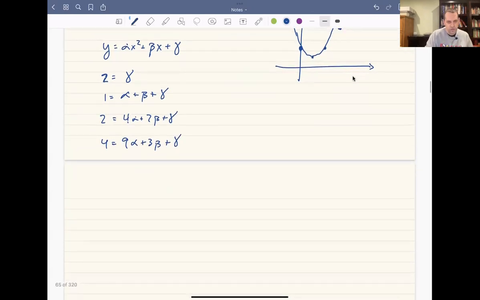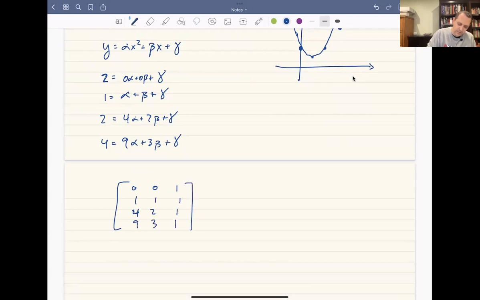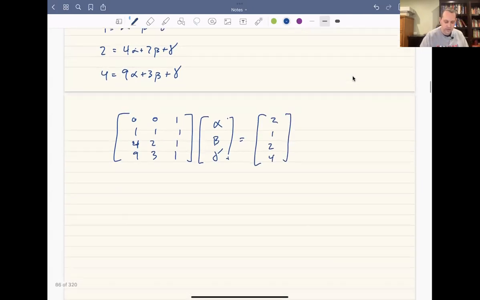There's going to be no solution to this system, but it turns out we can find the best fit here, the least squares approximation. So we're going to look at solving this. I'm going to think of gamma as 0 alpha plus 0 beta plus gamma. We're going to look at the matrix with rows 0, 0, 1; 1, 1, 1; 4, 2, 1; and 9, 3, 1. That's going to be our A. We're looking for our alpha, beta, and gamma, and we want this to be equal to 2, 1, 2, 4. So this is our A, our X, and our B.